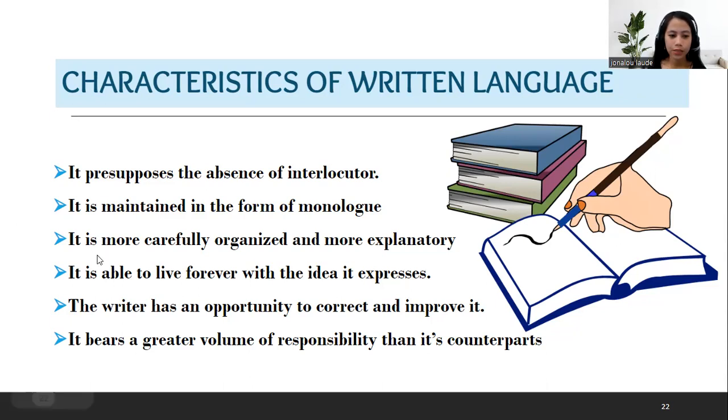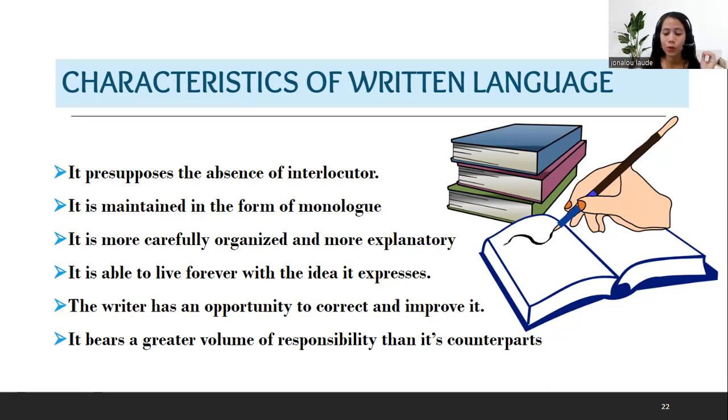Okay, the next characteristic we have here, class, is that it is more carefully organized and more explanatory. So written language is more explanatory and organized. The reason, class, is that the goal of the writer, or for example your teacher, for example in the module, the module is more carefully organized as well as explanatory. Because the goal of your teacher or the writer is that you, the student or the reader, understand what is written in the module, because again, there is no presence of an interlocutor in written language.